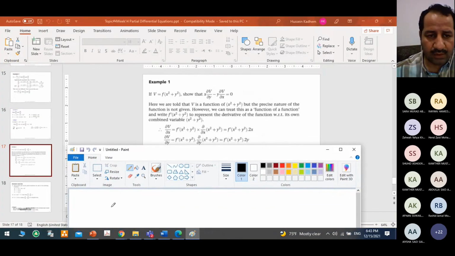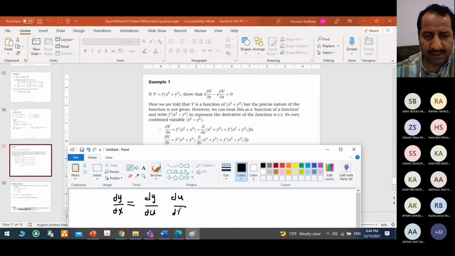Okay. Now let me write it again. dy over dx. I just want to remind you of the function of function. You studied this before in level 1, semester 1. It is dy over du, this is the function of function. The function u is inside y, times du over dx.